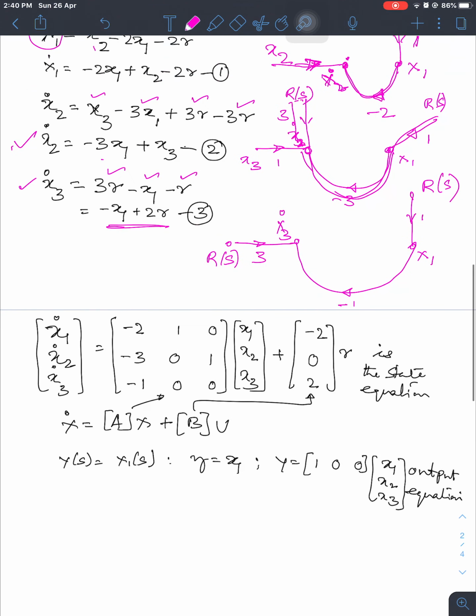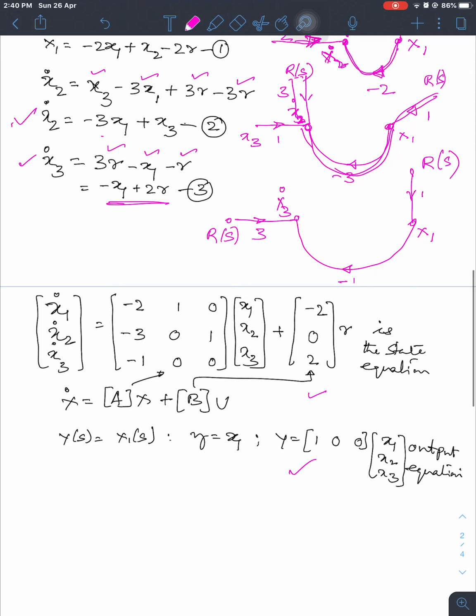That is something we are so familiar with, of transforming the given equations to matrix form. So we get the state equation and the output equation. This completes the modeling using the signal flow graph technique. All right, we can stop here.